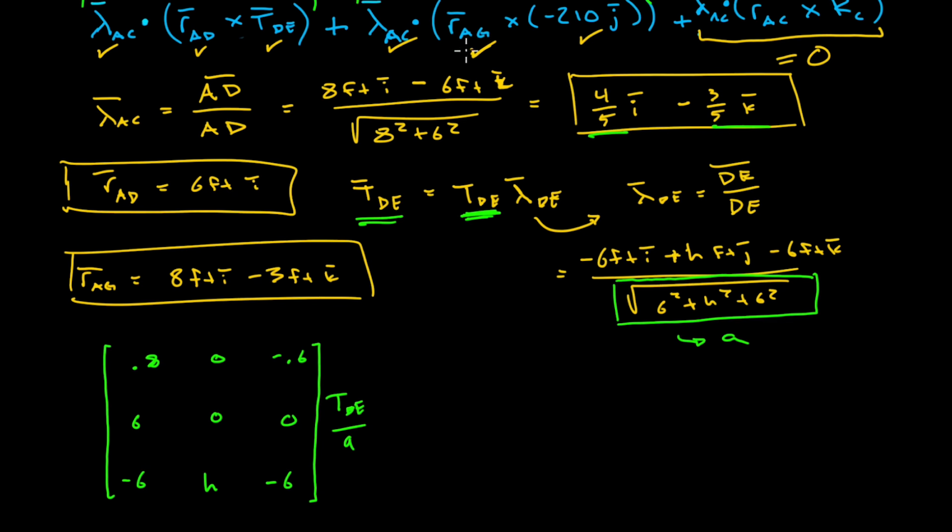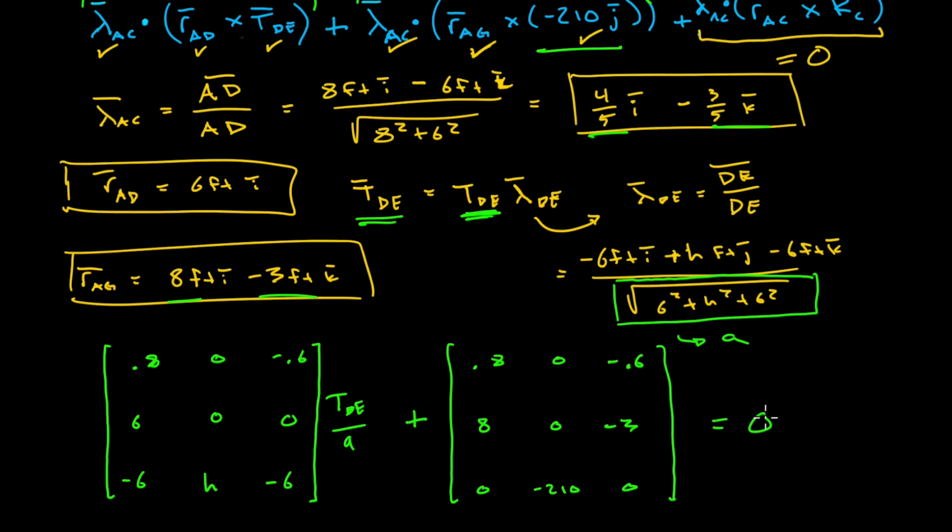Just remember that we're summing two mixed triple products here. So there's another one that we have to add here, which is, again, lambda AC, and then RAG is the second row. We figured that out here. It's 8 feet in the I, 0 in the J, and then negative 3 feet in the K direction. And then, of course, our force, so minus 210 pounds in the J direction. So that's 0, minus 210, and 0. All of this needs to sum to 0. You can already see, if you just look at the equation now, there's only two unknown variables.